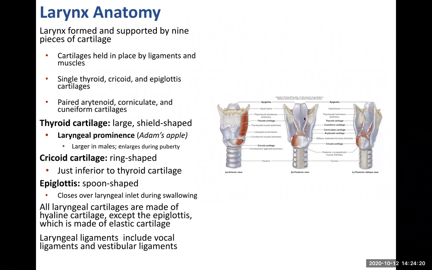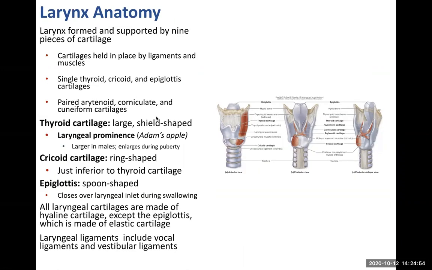Cricoid cartilage. The cricoid cartilage is this piece of cartilage right here. And then the epiglottis I already made mention of. The epiglottis is made up of elastic cartilage and plays a really important role in helping to prevent food and water from going down into the trachea. When we swallow, the epiglottis covers the inlet to the trachea and prevents food and water from going down into it.